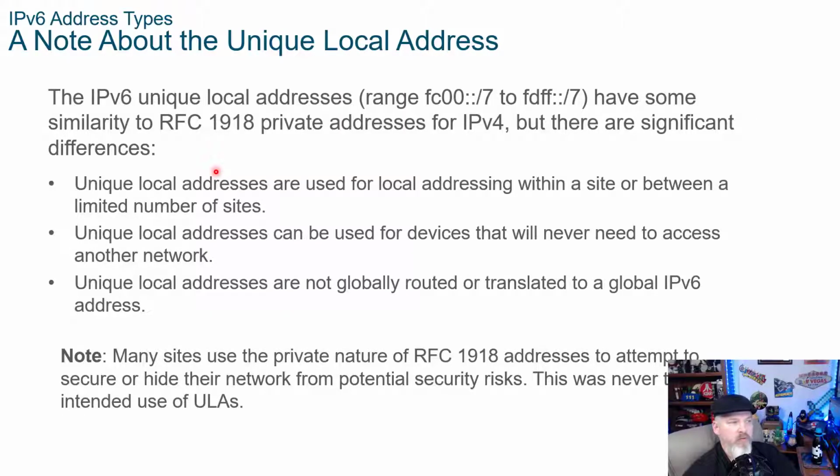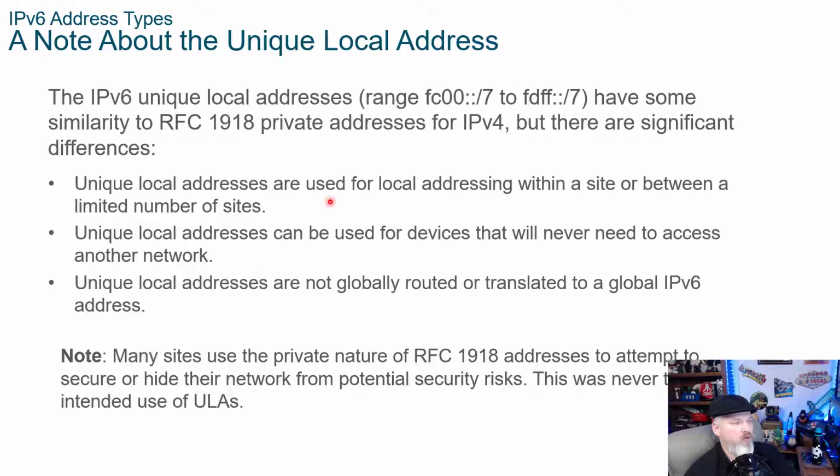Now there's a note about the unique local address. v6 unique local addresses range from FC00::/7 to FD, FF::/7. They have some similarity to RFC 1918 private addressing that you reviewed or should know from v4, but there are some significant differences as well.